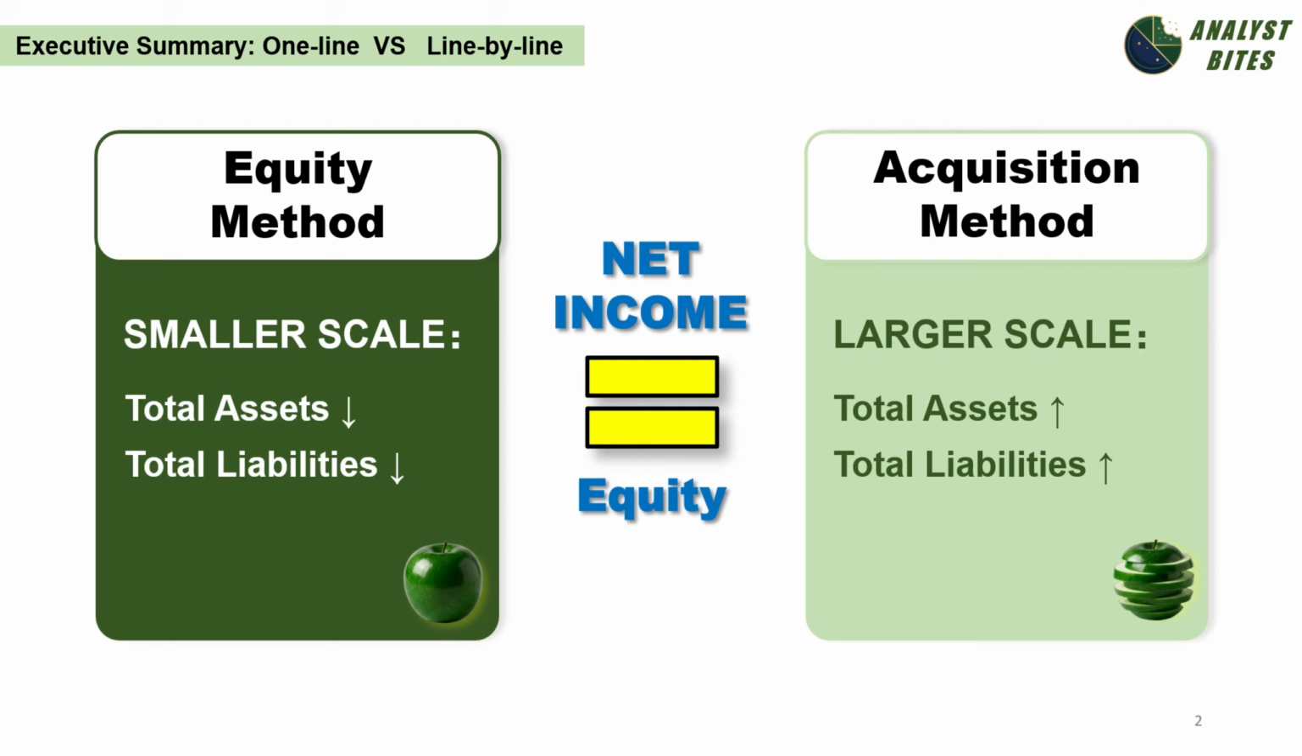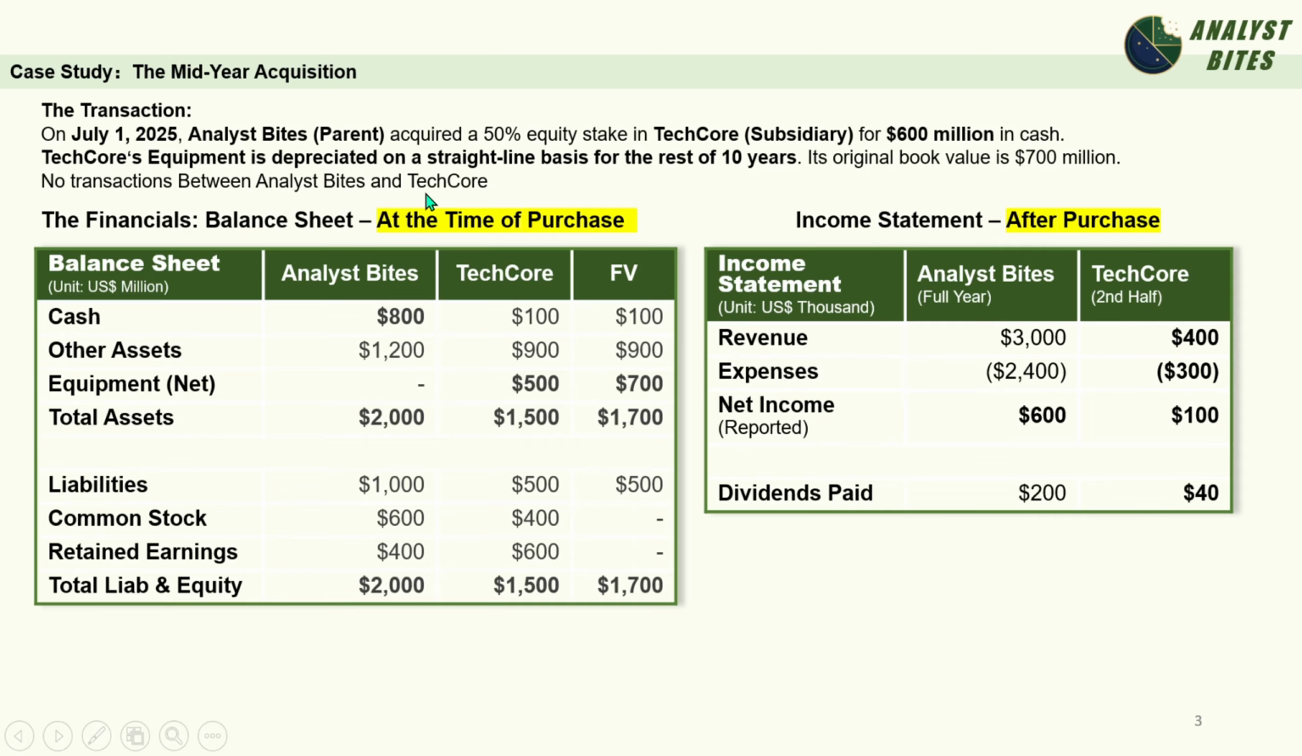The scale changes because the acquisition method uses line-by-line consolidation. Your total assets and total liabilities will be much larger than under the one-line equity method. To put it simply, the equity method treats the subsidiary as one whole apple, while the acquisition method cuts that apple into pieces and mixes them into every line of the parent's report. Numbers don't lie. Next, I will use a case with 7 core points to show you step by step how we get to this result. Let's look at the case first.